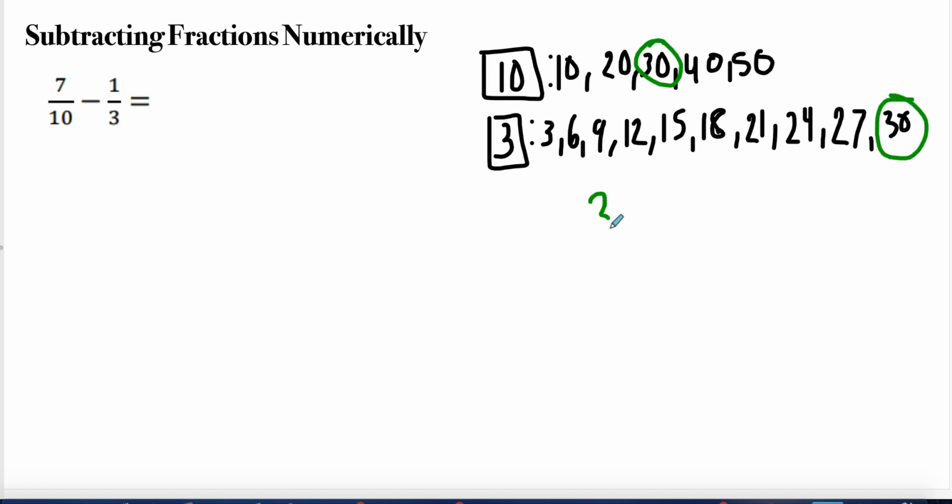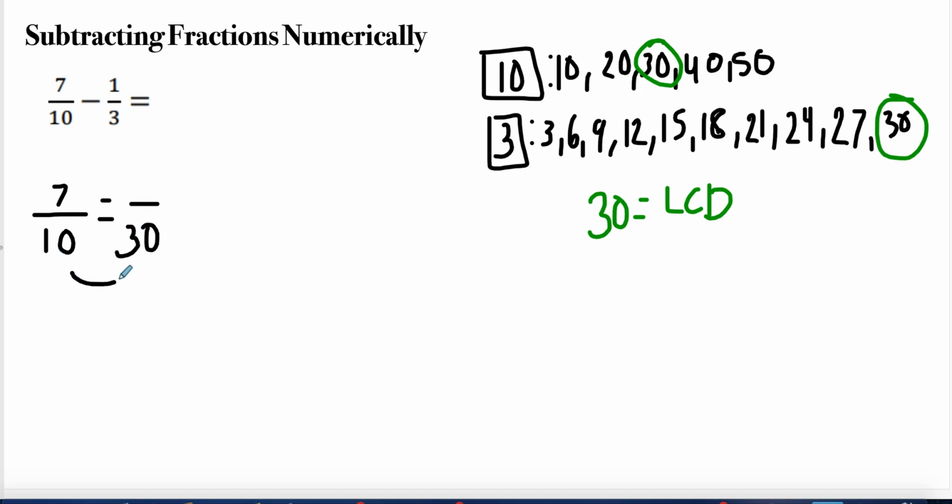So that means that I need to make equivalent fractions with each of my fractions with a denominator of 30. So let's see how many 30ths 7/10 is equivalent to. So I know that 10 times 3 is 30. So I need to multiply the numerator by 3. 7 times 3 is 21. So 7/10 is equal to 21/30.